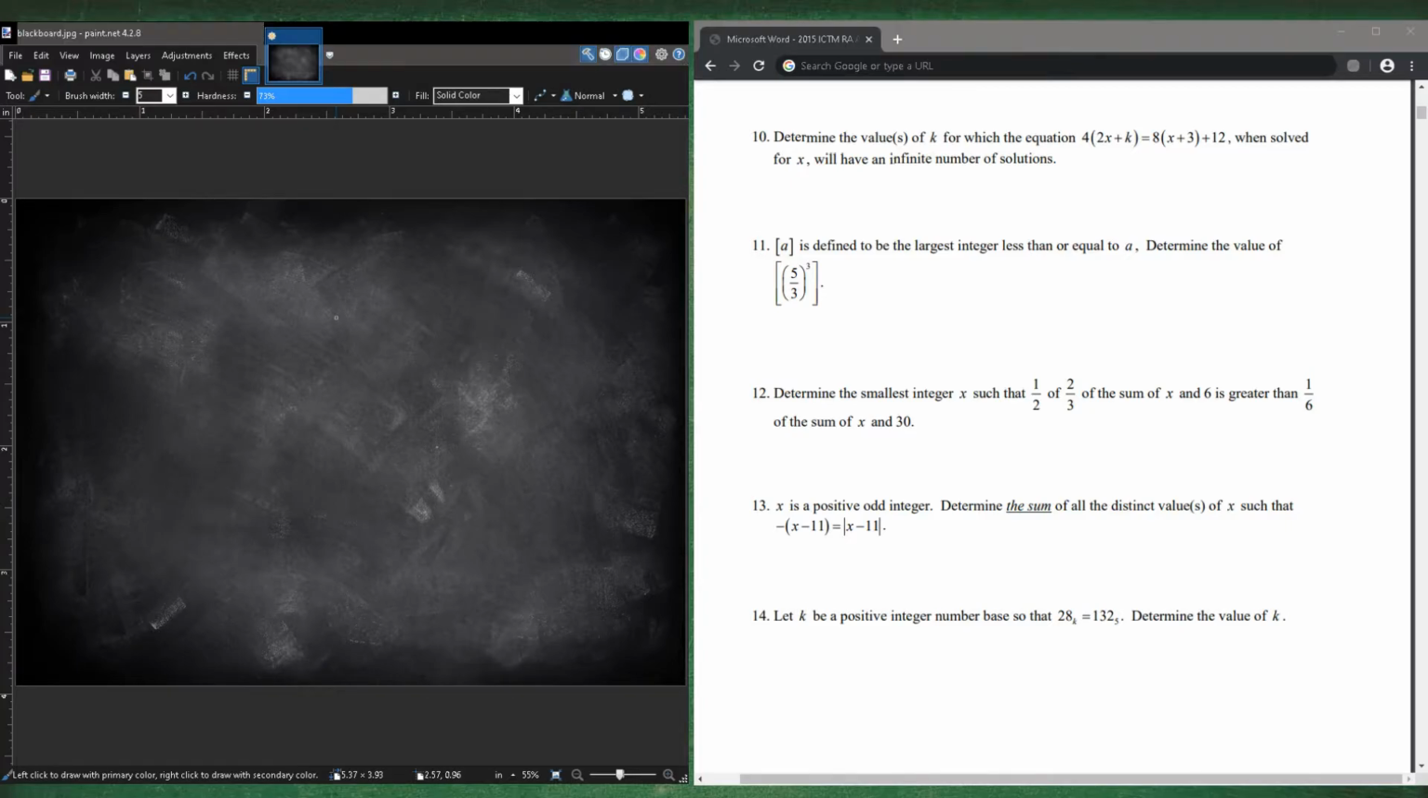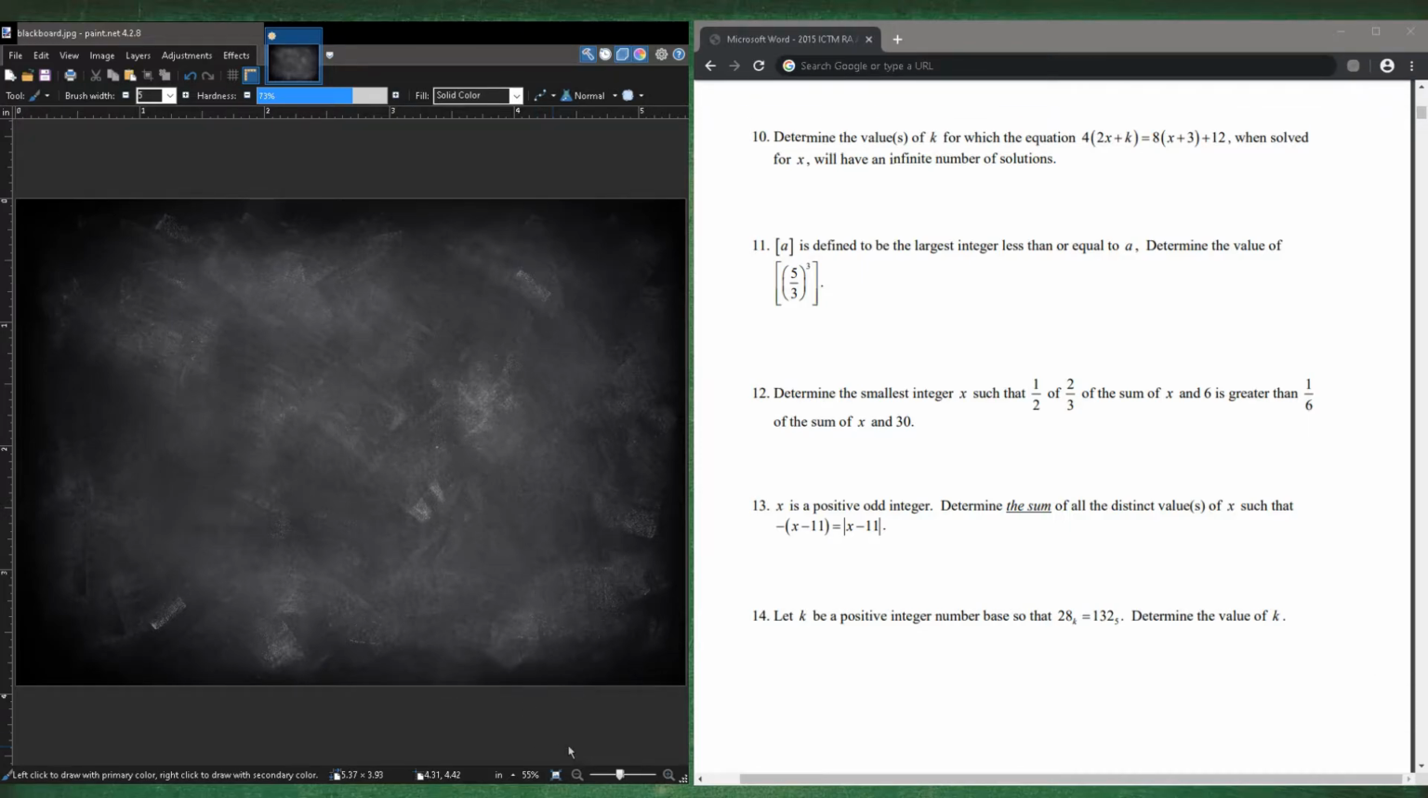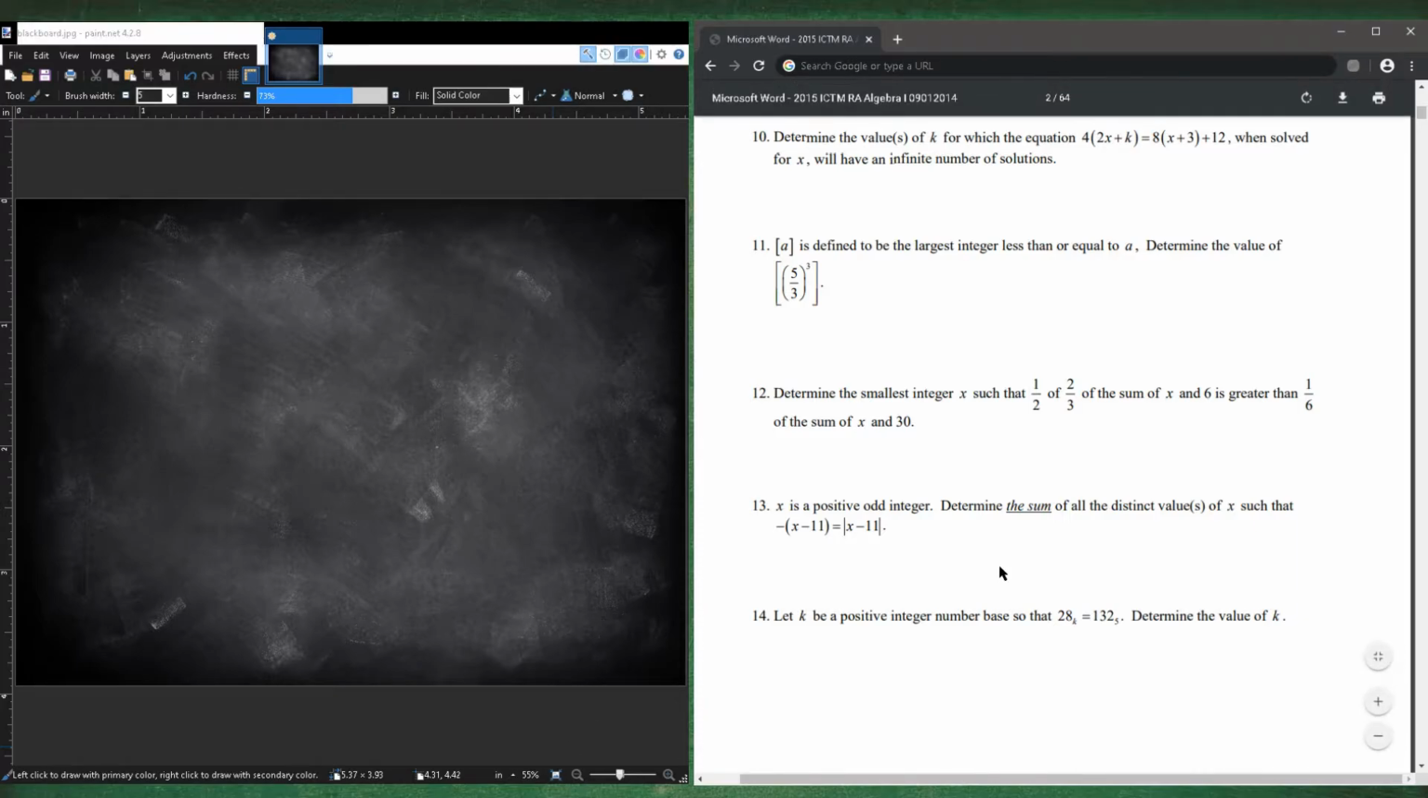So the highest is going to be 4. So that's your answer for number 11, just 4. Just that simple. Just use your calculator. It will save time super fast, and that's what you want in this competition.